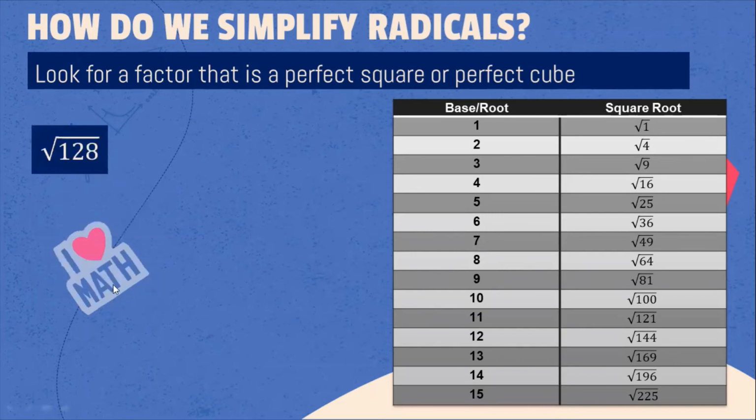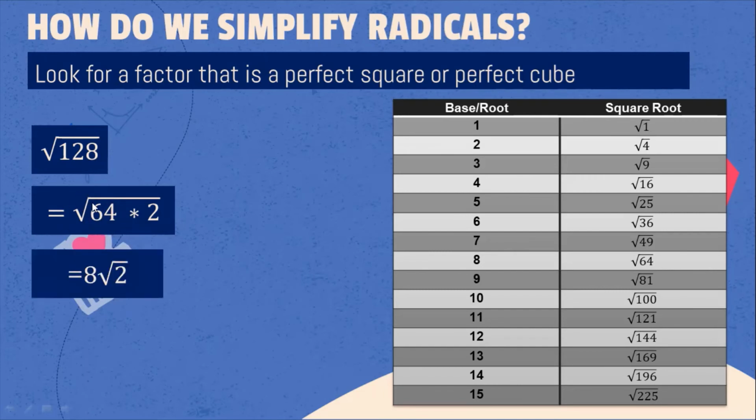Next one, what is the square root of 128? Let's look for a factor that is a perfect square. The factors of 128 are 64 times 2. 64 is a perfect square, so we can simplify the square root of 64, that is 8. The square root of 64 is 8, then the square root of 2. This is our final answer.